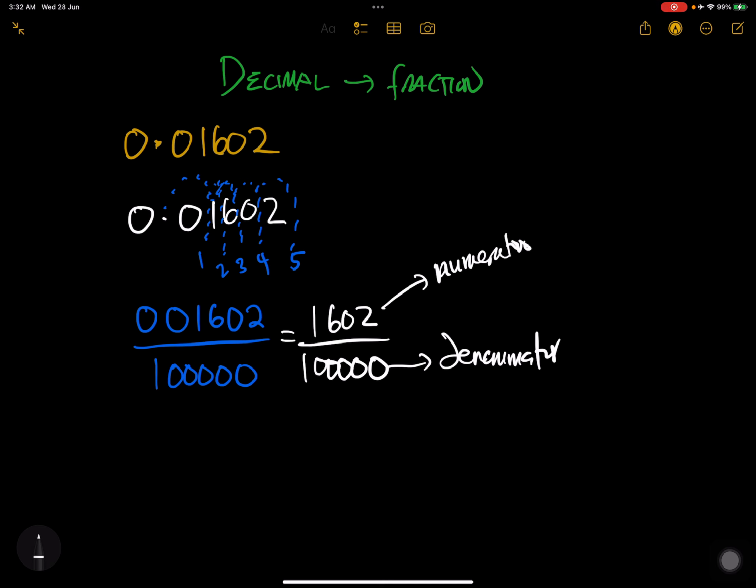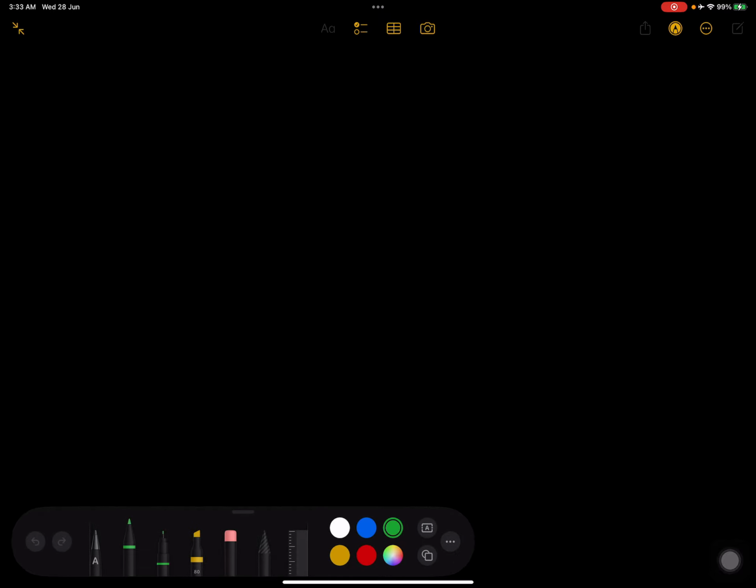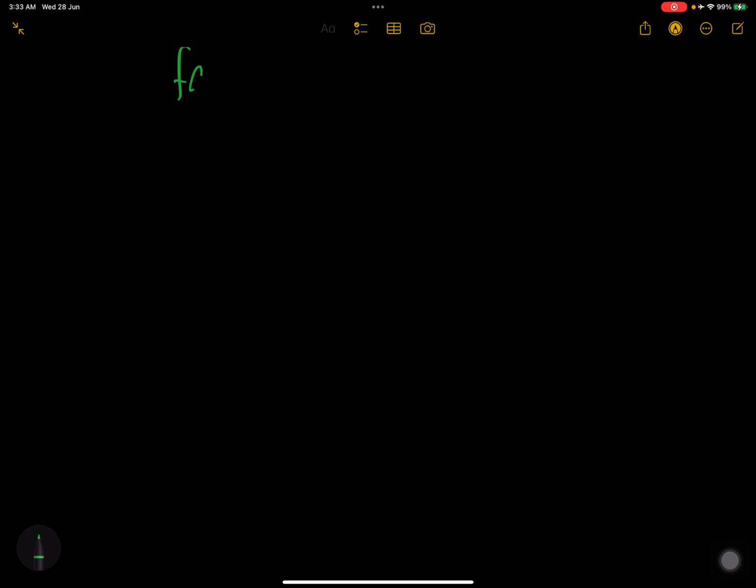Now let's continue. Since we've been able to convert a fraction to a decimal to a fraction, let's look at fractions and percentages, and how they tie in nicely. So let's quickly look at fractions and percentages, and then percentages to fractions, and then percentages to decimals, like that.